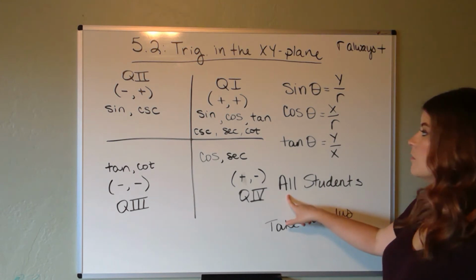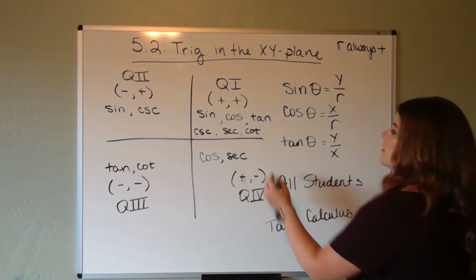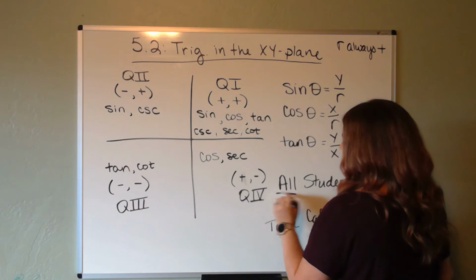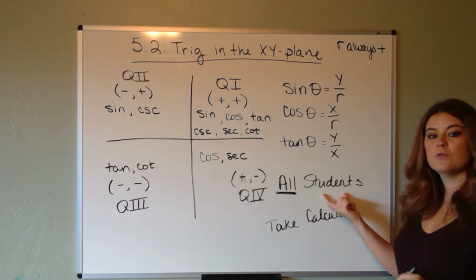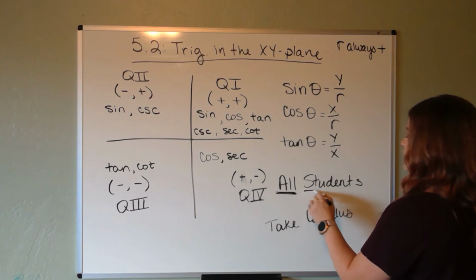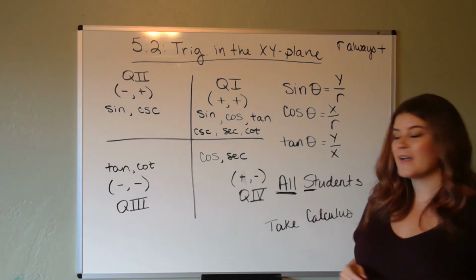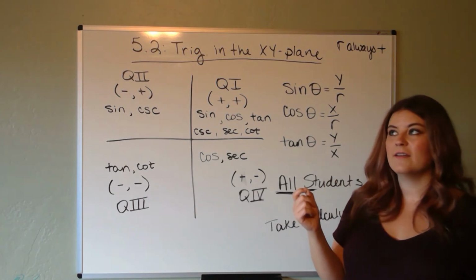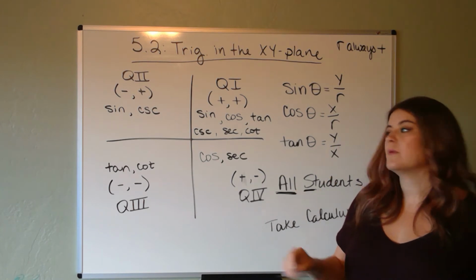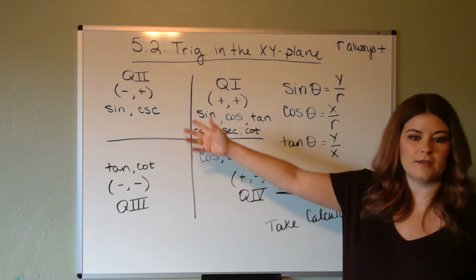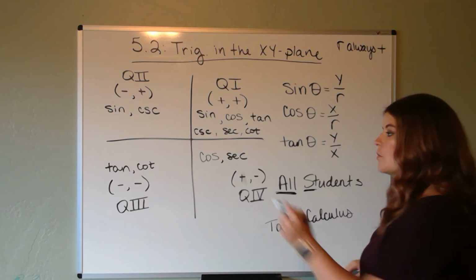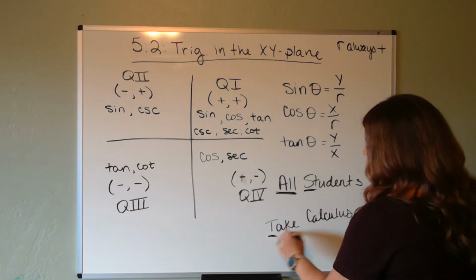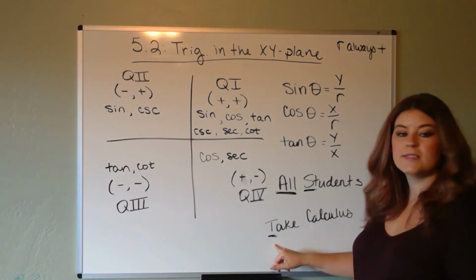So all, what does that mean? It means all functions are positive in quadrant 1. Let's look at the quadrant 2 word, students. S for sine. You guys, it tells us that sine is positive in quadrant 2, and I know its reciprocal cosecant comes along. Take, that's the quadrant 3 word. Which is positive in quadrant 3? Well, that's a T for tangent.